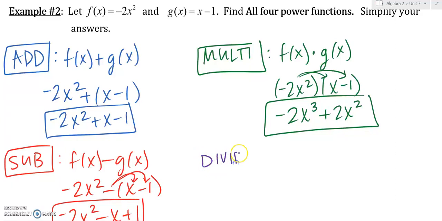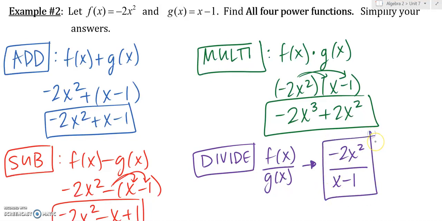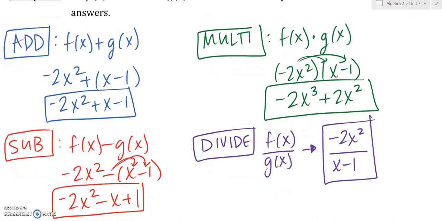Lastly, here I have dividing, so I'm going to divide these two things. I have f of x over g of x. Let's see what we get. F of x is on the top, so that's negative 2x squared all over x minus 1. Remember, this x minus 1 on the bottom, best buds, can't break those up, so I can't cancel anything here. So that's my final answer for dividing. Okay, there's all 4 of my power functions: adding, subtracting, multiplying, dividing. If I went too fast, if you got lost, pause the video, rewind the video, go back and rewatch the video.